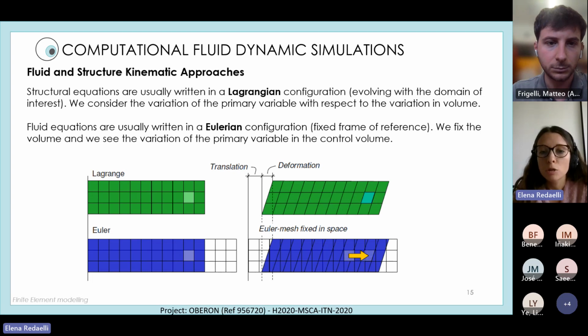So the mesh is moving with the primary variable, while in the fluid equations the movements are very fast. We have very high movement. So an Eulerian configuration is used, so that means that the volume is fixed. We speak about control volume, and we see the variation of the primary variable, that in this case is the pressure or the velocity of the air, varying inside the control volume that is fixed.